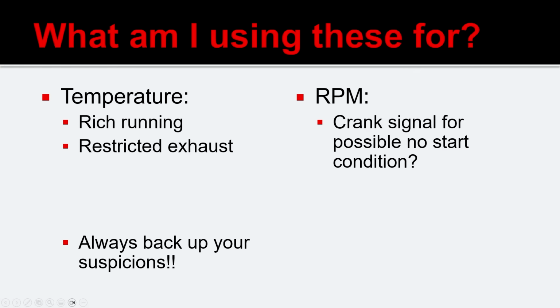I'm talking about whether it's a misfire code or just a drivability complaint type of scenario that I'm trying to use these 6 lines of data for. So let's take a look at what I use some of these different PIDs for. My temperature PID, I'll use that for rich running type of scenarios.